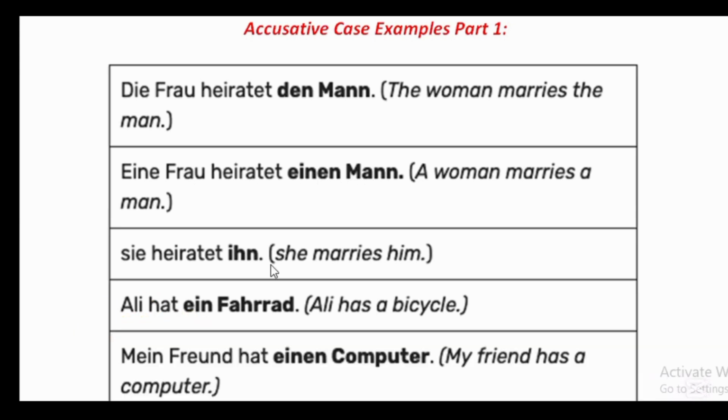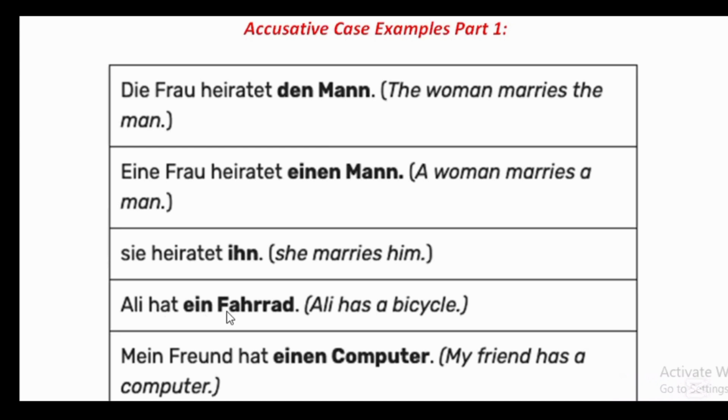Sie heiratet ihn. She marries him. So this is also an example with a personal pronoun. The highlighted one is for a masculine noun, and that is the personal pronoun in the accusative case. The first one is in the nominative case because this is the subject.